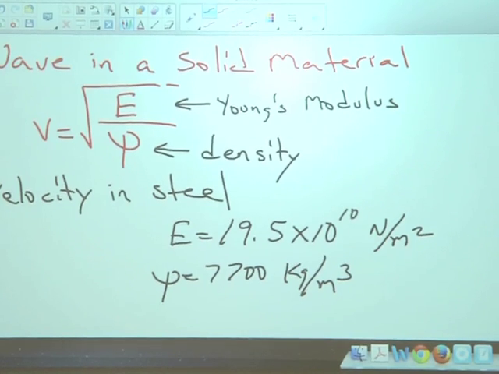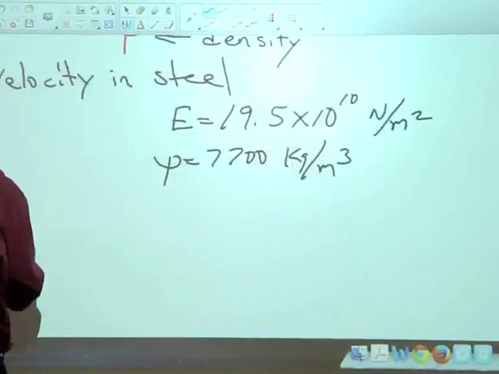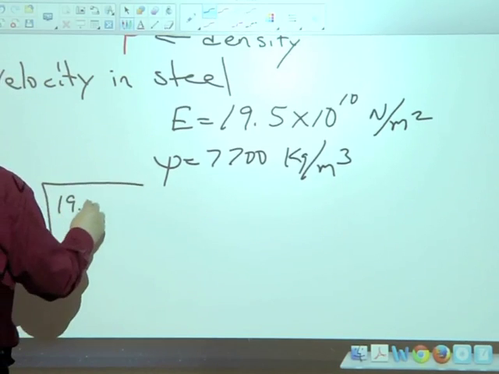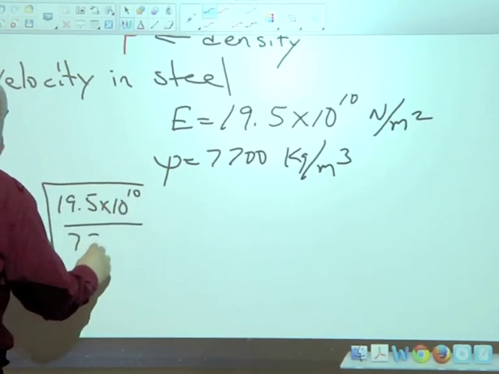So you would take those numbers and plug them into the toy or the app. The value of Young's modulus is given in scientific notation, so hopefully on the toy or app, you have a key that allows you to do scientific notation. And you plug that in, and we get that the velocity V is going to be the square root of 19.5 times 10 to the 10th over 7,700.